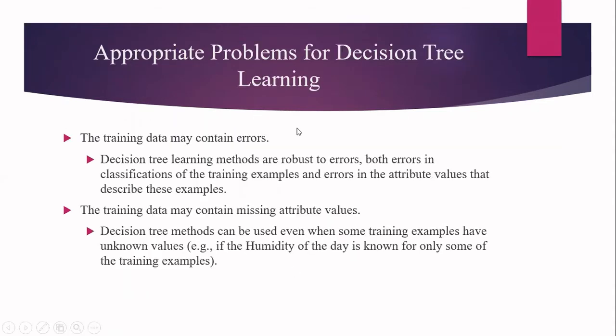And the next one is, you can even use the decision tree when your training data contain errors. Decision tree learning methods are robust to errors, both errors in classification of the training examples and errors in the attribute values. What is the difference between these two? Error in the attribute value means I want to enter temperature as hot, but wrongly I have entered cold. So that is the error in the attribute value.